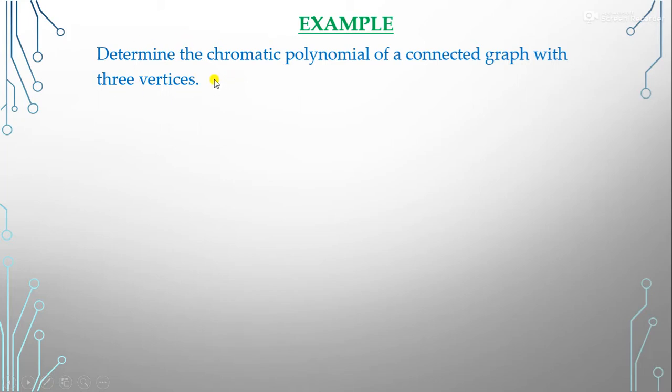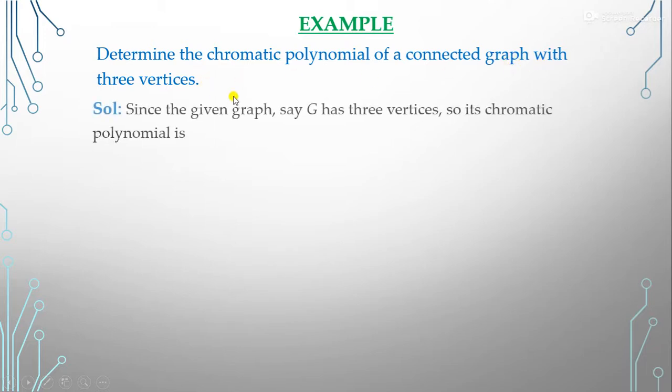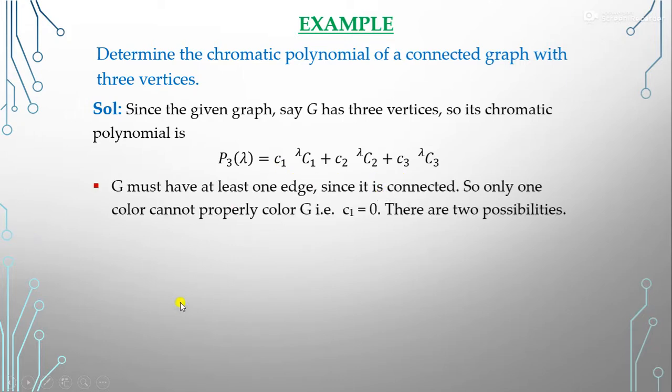So here we don't know which type of graph we have, we only know that we have 3 vertices. Since the given graph G has 3 vertices, what will be its chromatic polynomial? By the formula, P3(λ) is equal to C1 λ^(C1) plus C2 λ^(C2) plus C3 λ^(C3). So to find the chromatic polynomial of this graph, we need C1, C2 and C3.